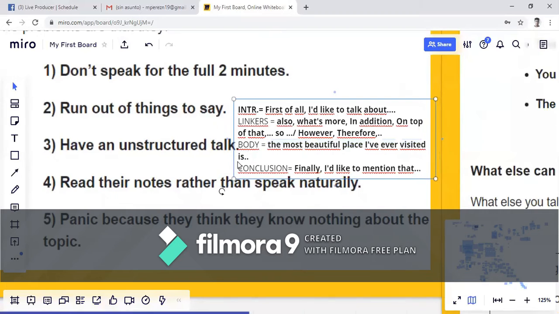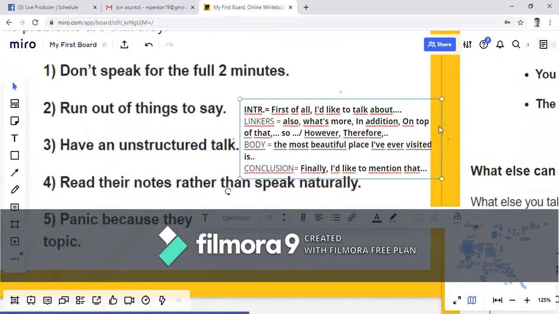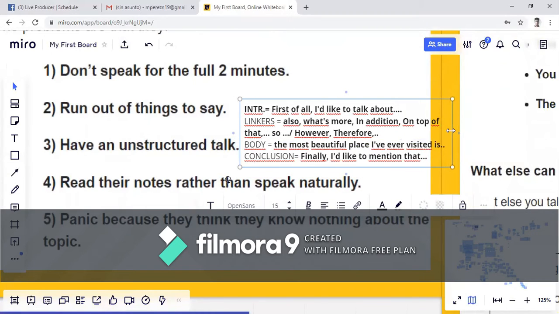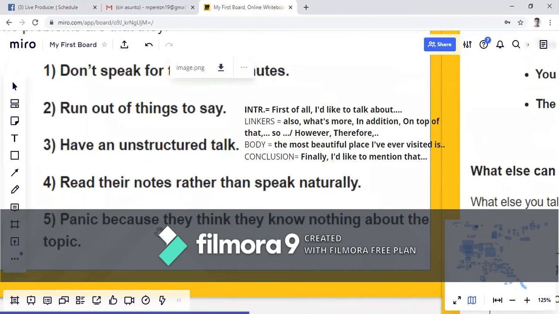All right? Good. So remember, this is very important: don't read the notes. You don't have to read them. You just need to talk about them naturally. And don't panic, okay? Be calm. You will do it well.